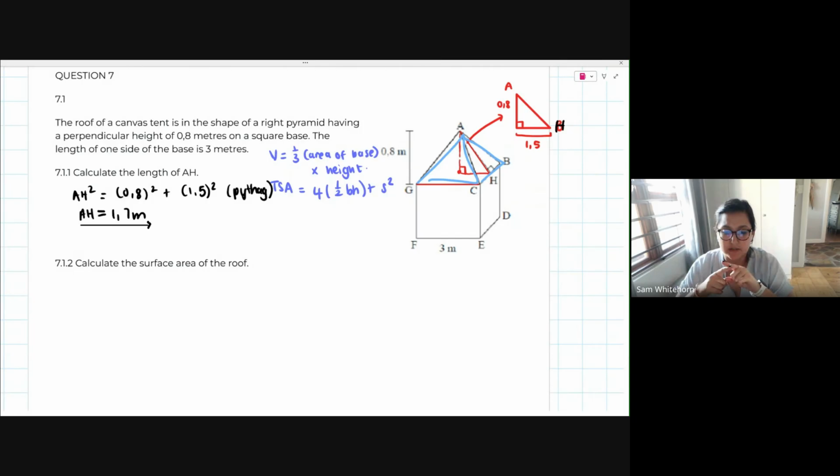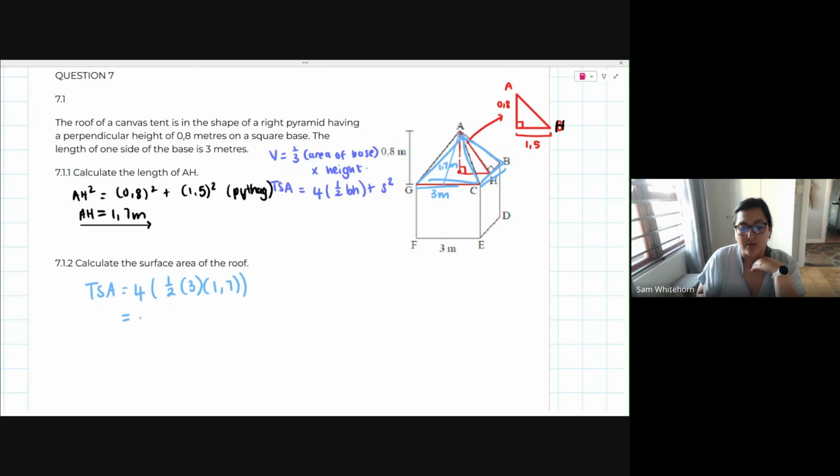Again, because it's a square-based pyramid, all of those triangles will be identical. And to work out the area of a triangle, we need the base and the height. We know that each of these base lengths are 3 meters, and we've just worked out that the slant height of this triangular face is 1,7 meters. So we are going to get 4 identical triangles with areas half the base of 3 times the height of 1,7. And so we get a nice 10,2 meters squared.